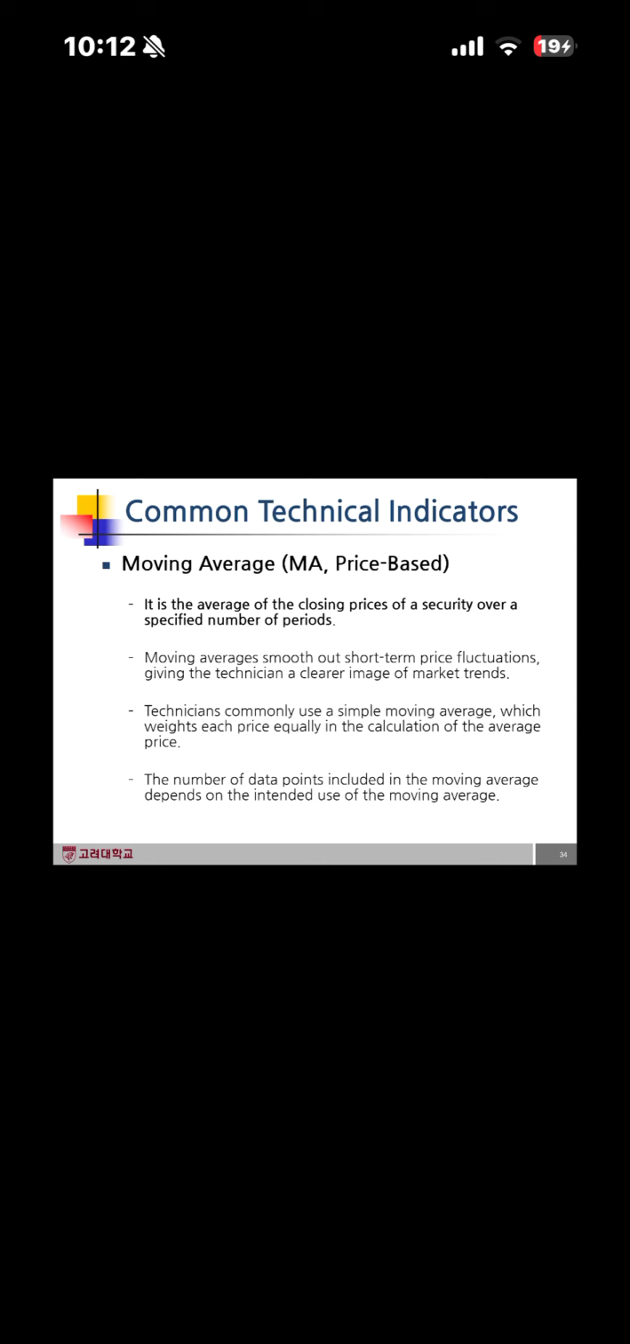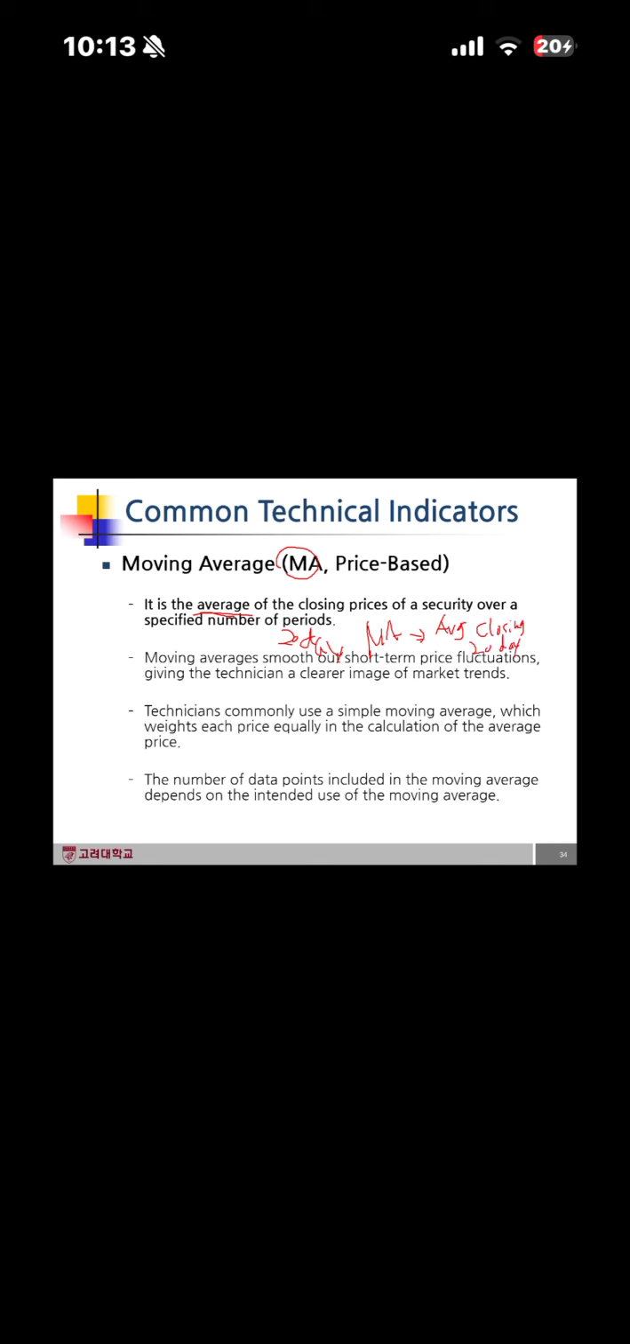Now look more closely at the moving average, often called an MA. This is the short abbreviation of moving average, and it's simply the average of a stock's closing price over a certain number of periods. For instance, if we calculate a 20-day moving average, we take the closing price of the last 20 trading days. So this will be the average closing price for the last 20 days.